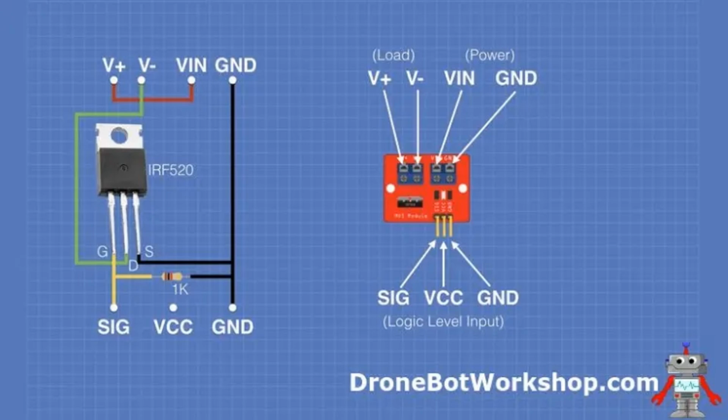H-bridge configuration. For bidirectional control of DC motors, MOSFETs are configured in an H-bridge arrangement. By switching the MOSFETs in different combinations, the motor's direction and speed can be controlled.